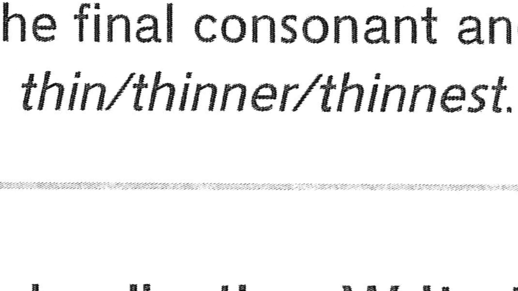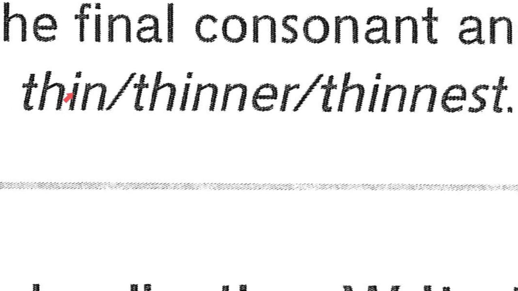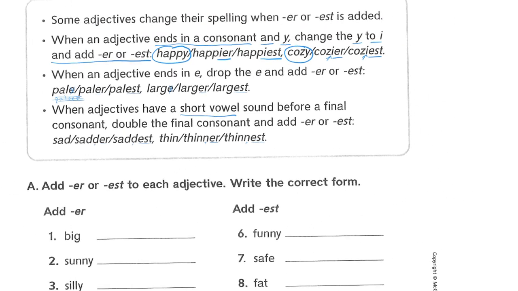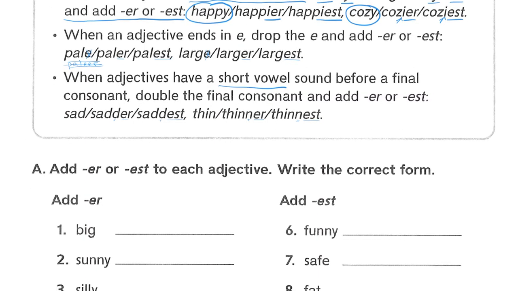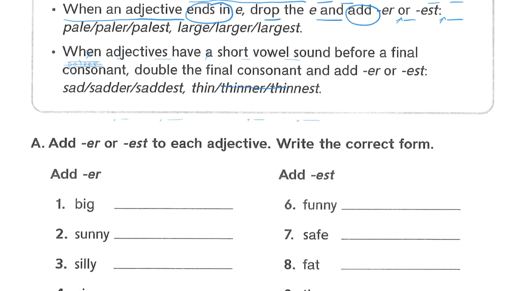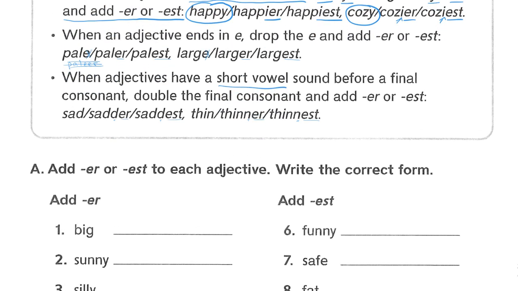Same for thin. The I in thin is a short I sound. It's not thine, right? It's thin. So the rule says double the last letter and then put your ending on. So there's your double your N, put ER on, double your N, put EST on. Boom, done. Those are your 3 rules that are going to help you with spelling some of these tricky, I don't know if tricky is the right word, but we'll say tricky spellings.